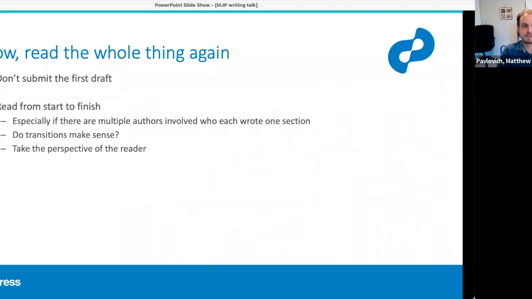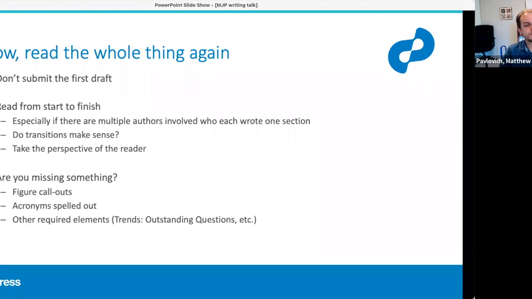Especially important if there are multiple authors involved, maybe each author wrote a section. Do the transitions make sense? So if you're talking about microbial ecology for 800 words, and then you take a hard turn into synthetic biology tools, that might not make sense from the perspective of the reader, even if it makes sense to you. So build in that transition, explain why you're going to change topics, say how this relates to that. And then again, go back and figure out if you're missing anything.